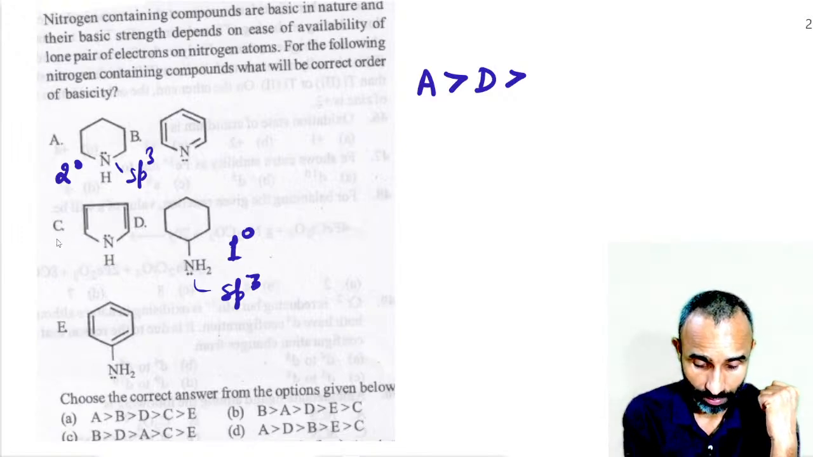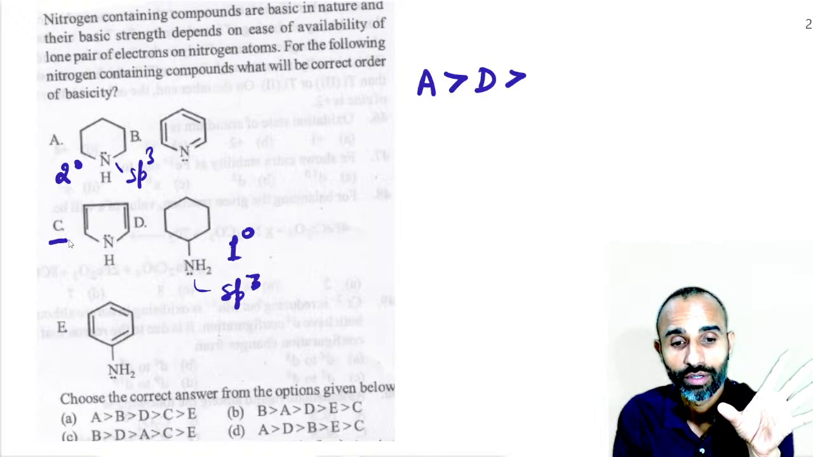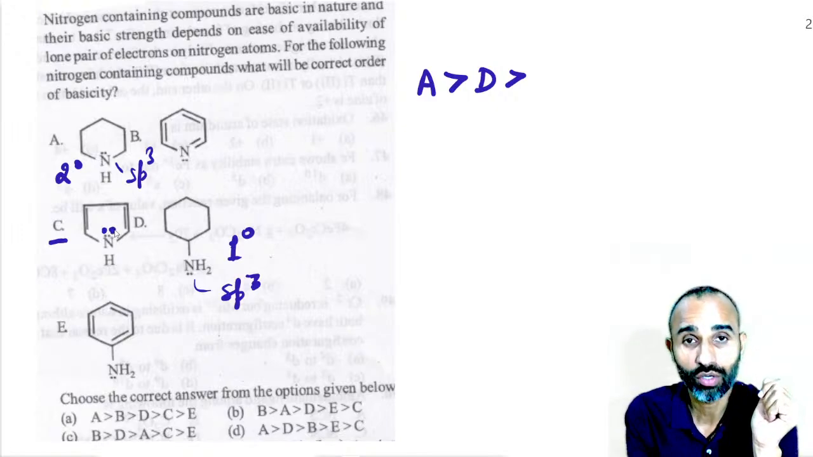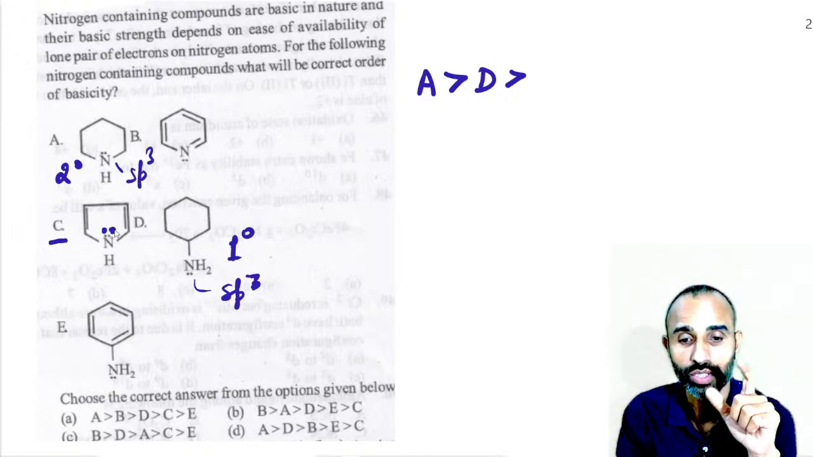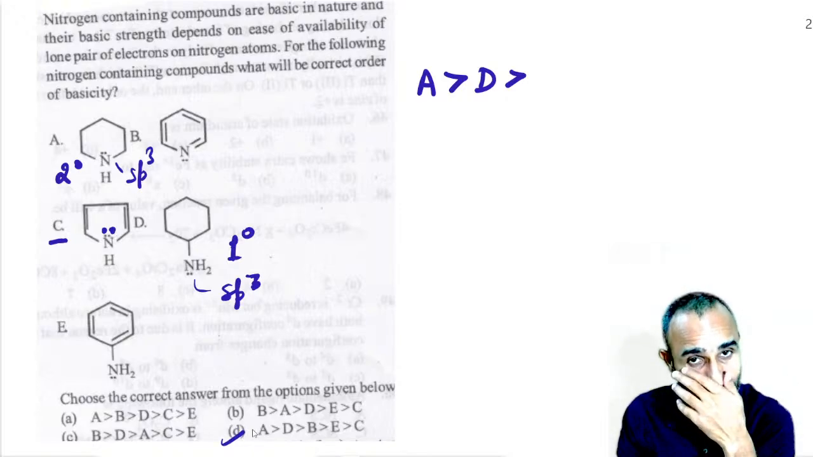Again, if we compare C, C should be least. We have done this question. Yes, sir. Lone pair is in conjugation. So C should be least. That means option D is correct.